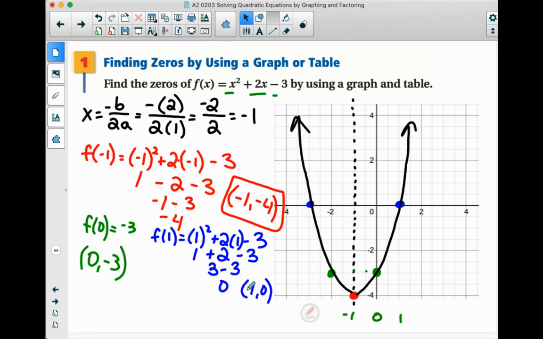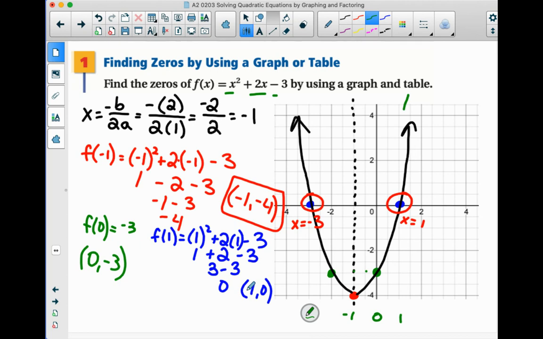We are looking for our zeros, which are where it crosses the x-axis. It crosses right here, and it crosses right here. So this one, the x was 1, and this one over here, the x was negative 3. So those would be our two zeros to answer the question: 1 and negative 3.